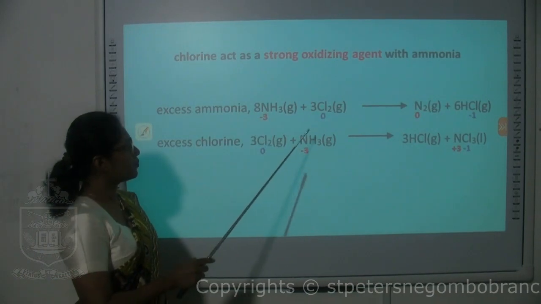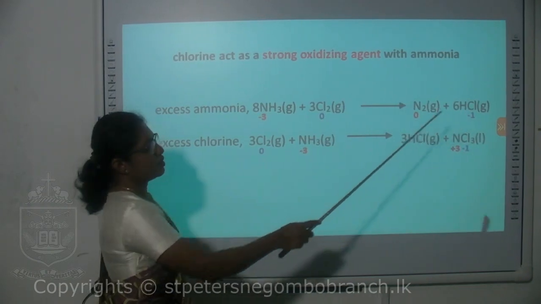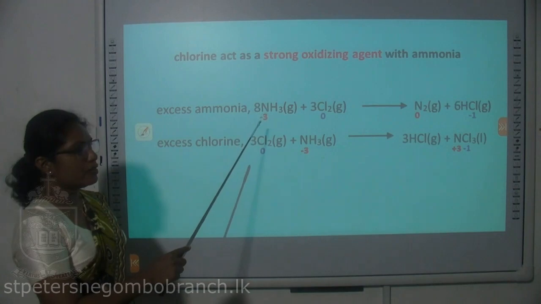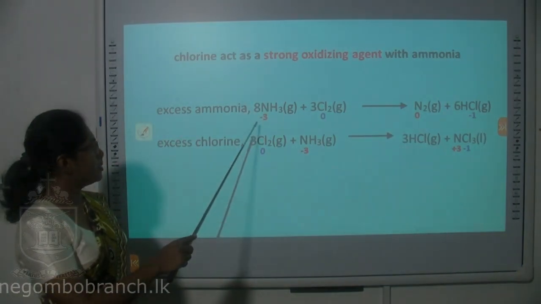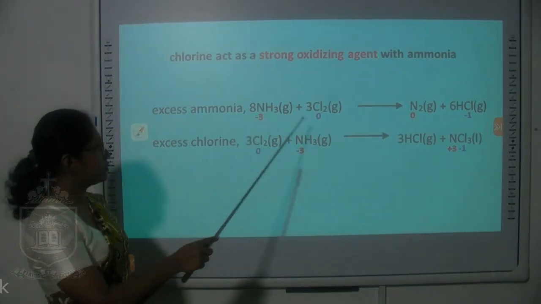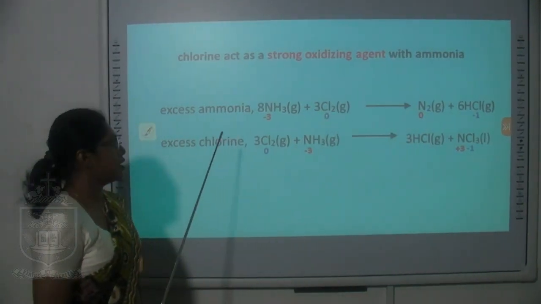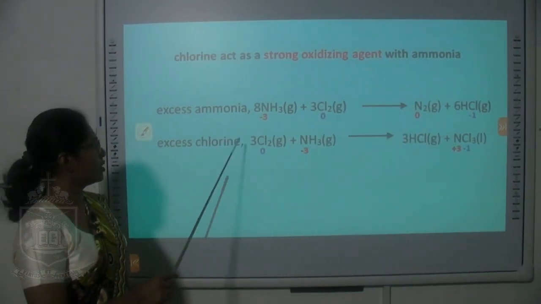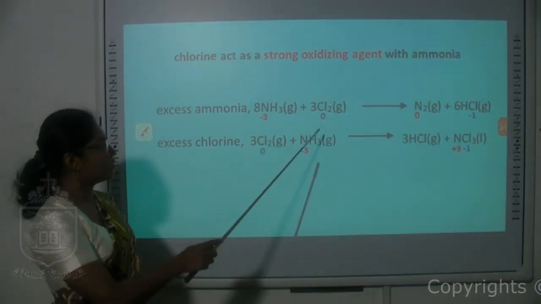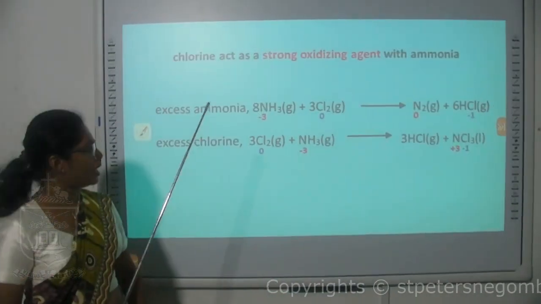Here you can see chlorine moves from 0 to -1. That means chlorine has reduced, and in ammonia, nitrogen shows the -3 oxidation state, and it moves from -3 to 0. That means ammonia has oxidized and chlorine has reduced. That means chlorine has acted as an oxidizing agent.